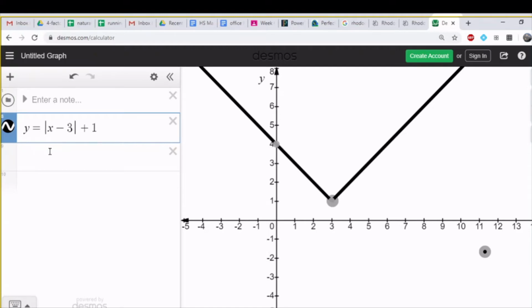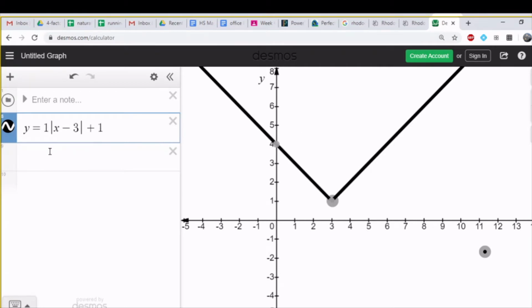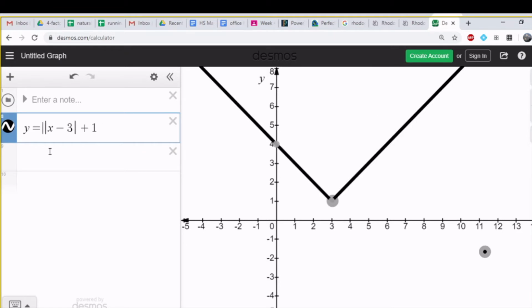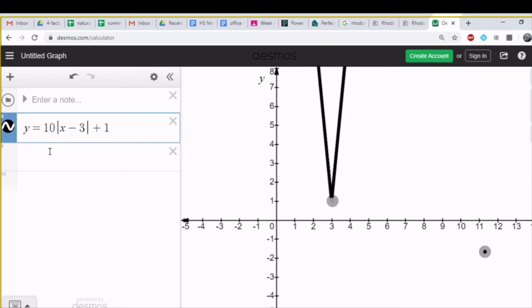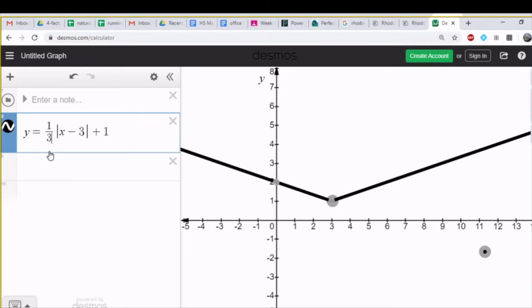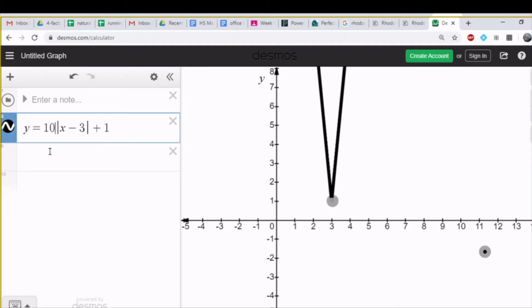Let's say we change it to a 2. I think you can see that the graph got steeper. Here it is with a 1 or nothing. Here it is with a 2. And here it is with a 10. So very steep when I have a 10 there, less steep when I have a 1. And then if we do something like a fraction, even less steep. So a number less than 1, less steep. A big number like 10, very steep.